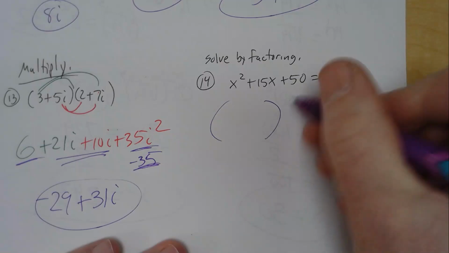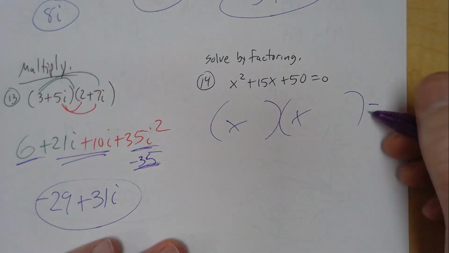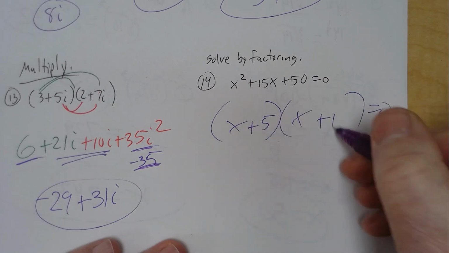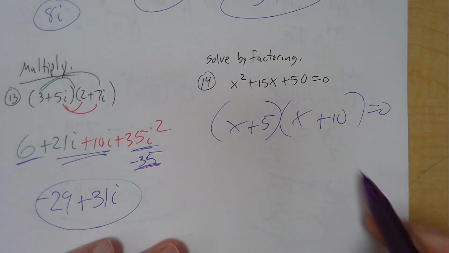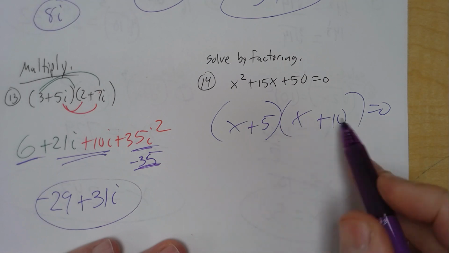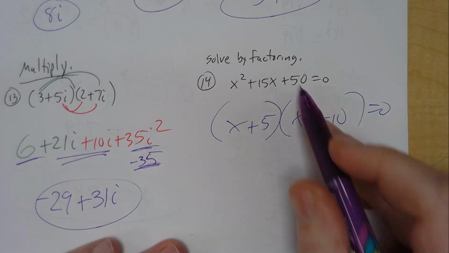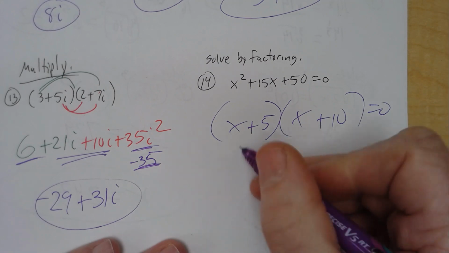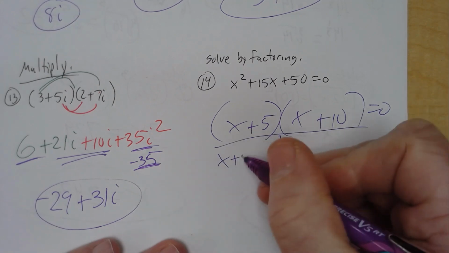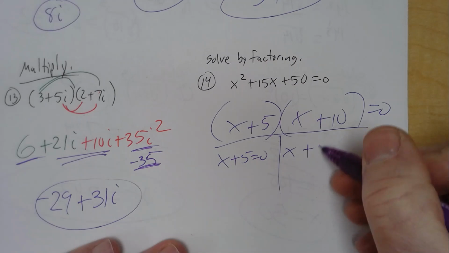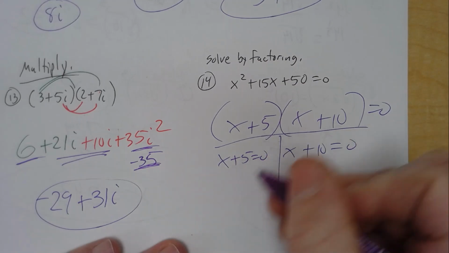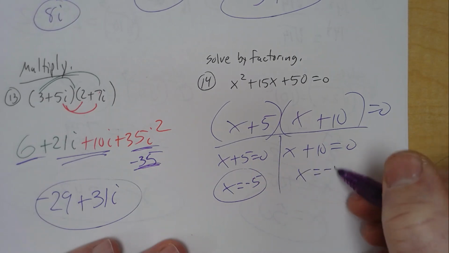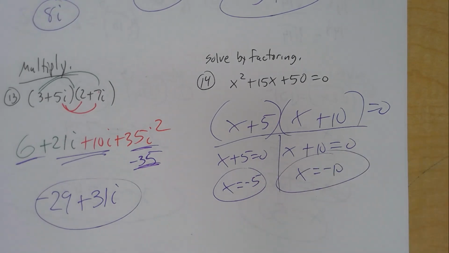Factor: x and x. 50 bucks, that's 5 $10 bills, or 10 $5 bills. These two added together make 15, multiplied together make 50. Officer Burnett half donut trick. Set each factor equal to 0. Zero product property. Subtract the 5 over, you get negative 5. Subtract the 10 over, you get negative 10. Ba-boom.